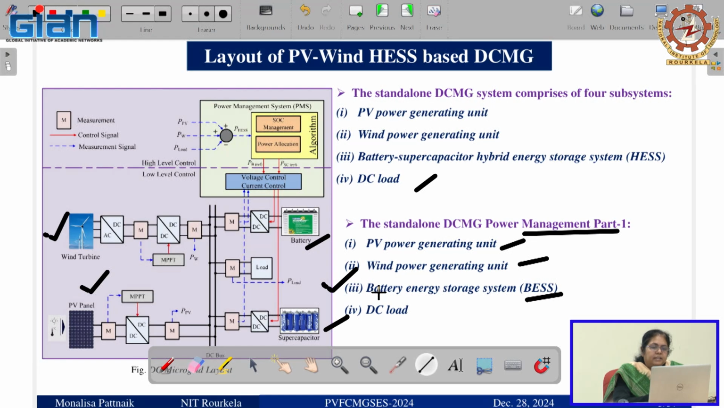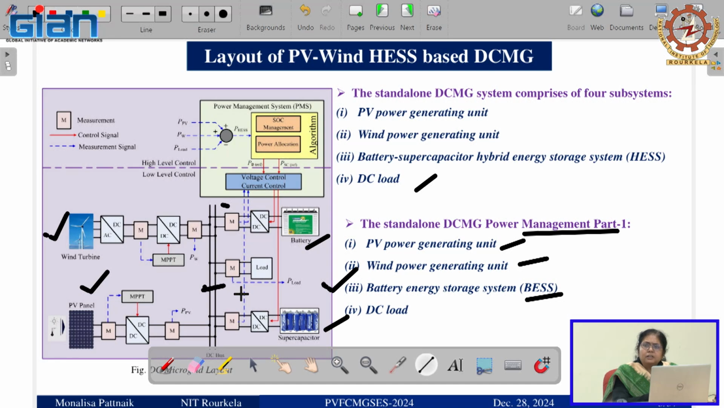If you see the components one by one, first the PV generating unit. Yesterday I explained the different converters and inverters, the single stage and two stage, but here it is a single stage because we are talking about a DC microgrid, where the source, the storage and the load are connected to a common DC bus. The first step is fixing the DC bus voltage.